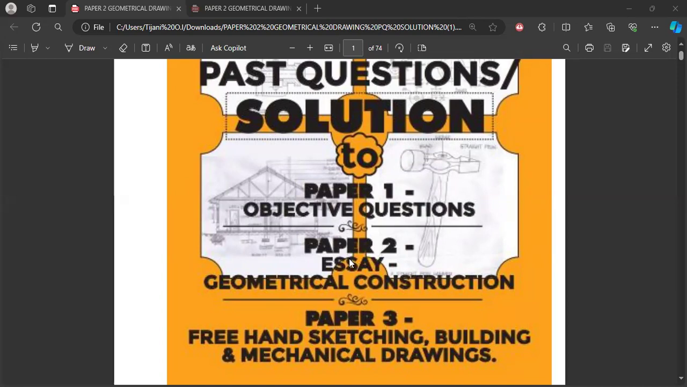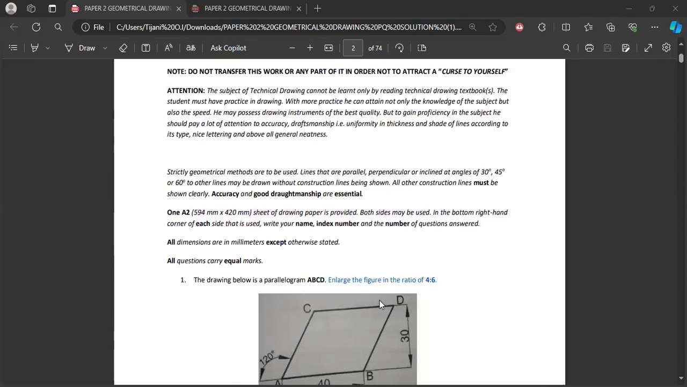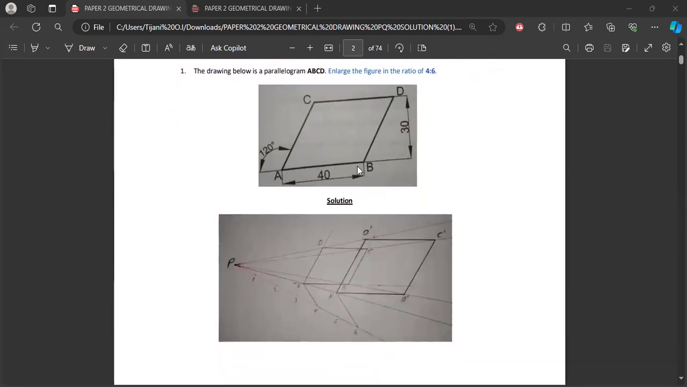I've done the drawing. Paper 2, as we know, is titled SA for Geometrical Construction. So I've made the past question and it is now available on Selar to be purchased there. And one thing about this past question is that I made the questions in a way that you can easily get the solution to each of the questions that I solved on my YouTube channel.